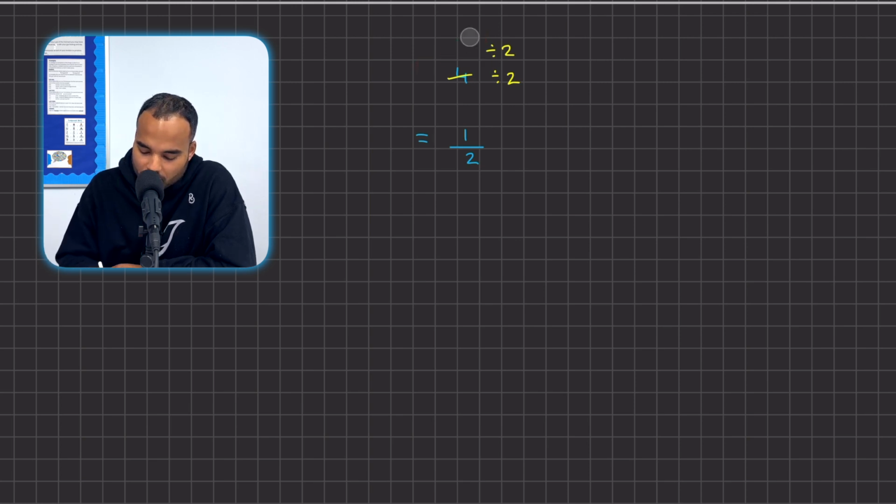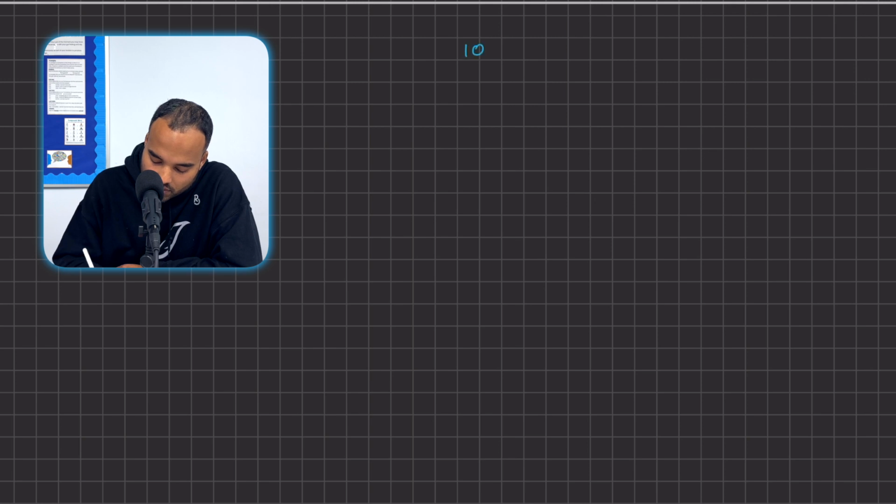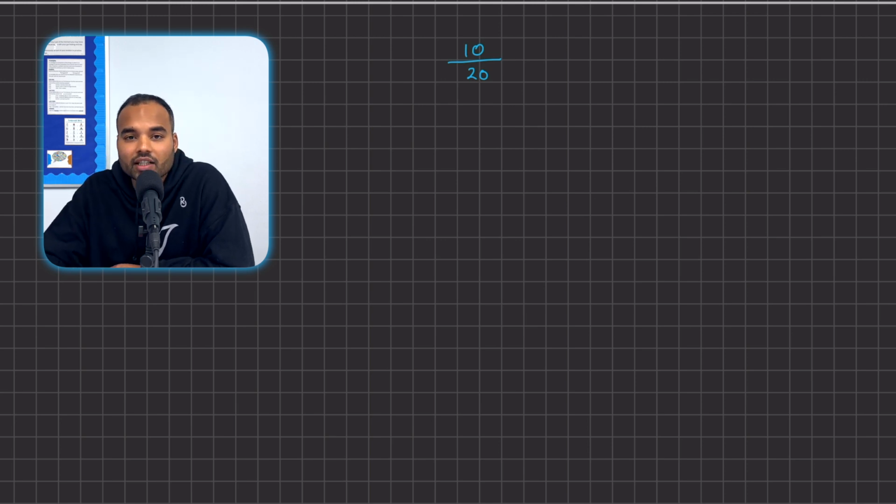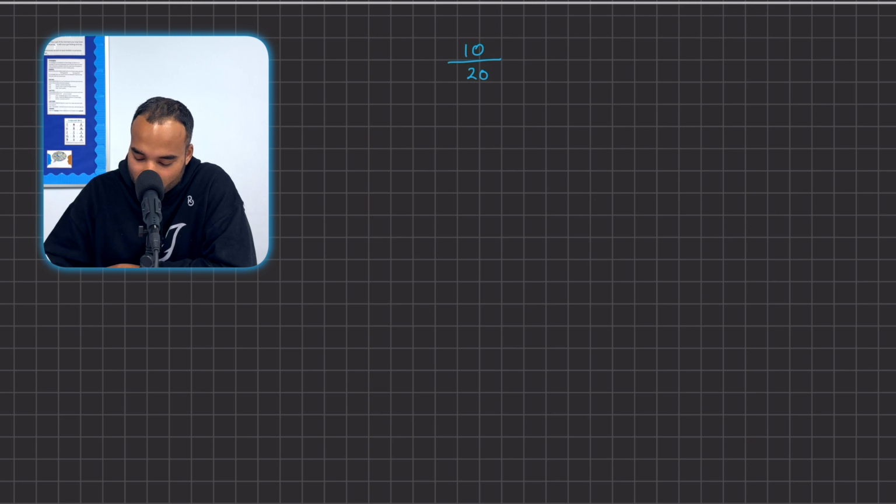Let's just rub this out. Let's take the fraction 10/20. Okay, so again, this fraction is not in its simplest form. There are several numbers that go into both 10 and 20. 2 goes into both 10 and 20. 5 goes into both 10 and 20, and 10 goes into both 10 and 20. Let me write all of those numbers down.